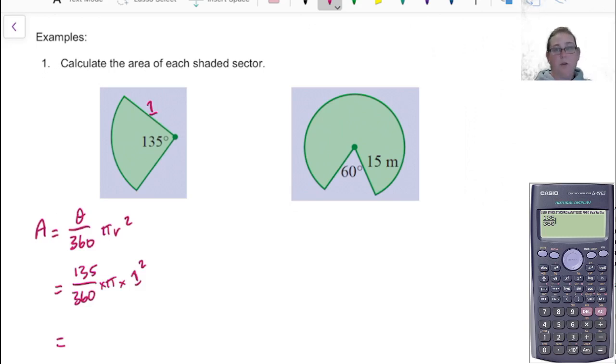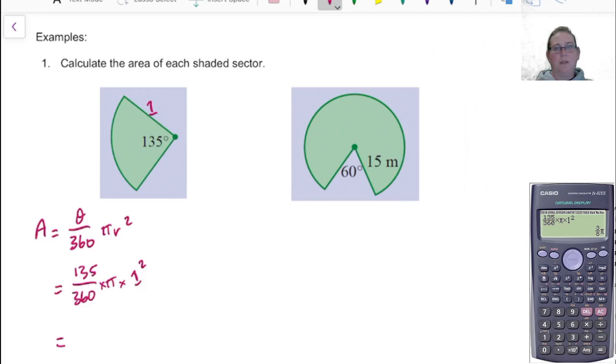We want to go times now. So we want to hit that times key. We want pi, so we're going to need shift. So shift's all the way up here. I'm going to go shift pi, times, and we want 1 squared. So we now find our squared key down here. That's all we have to do. And then we hit equals.